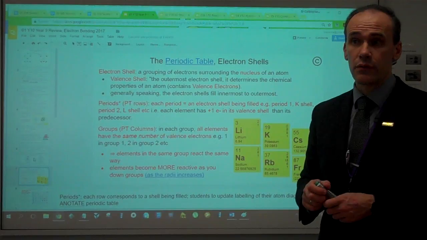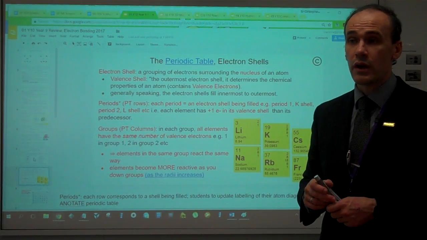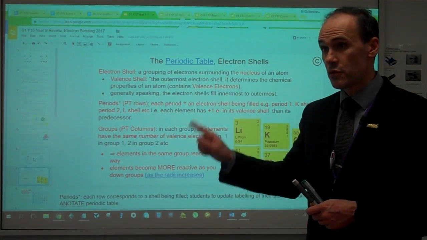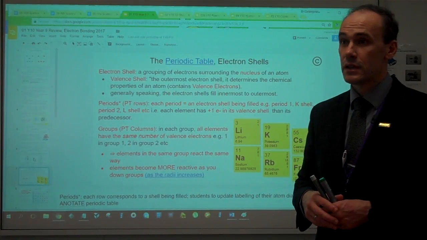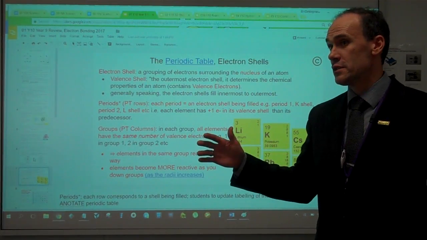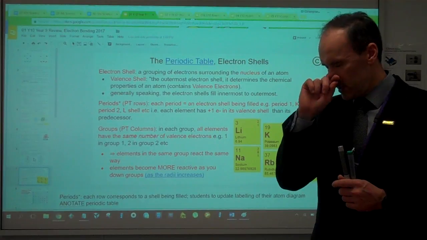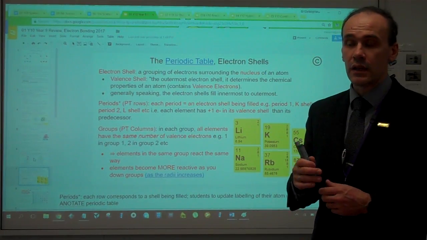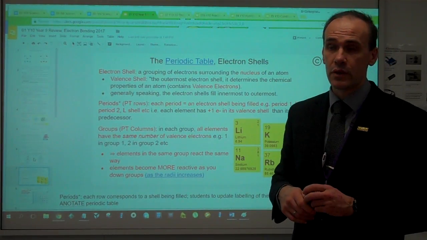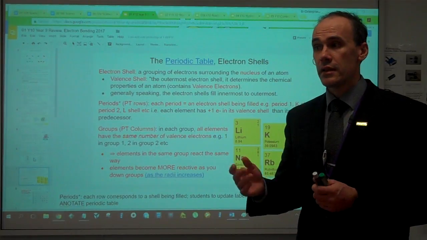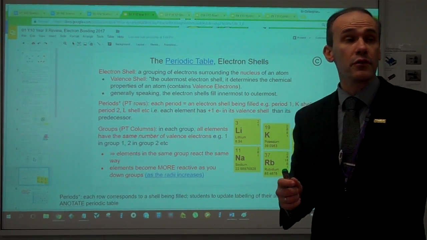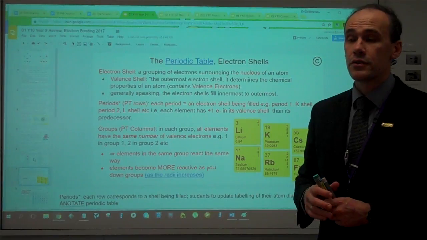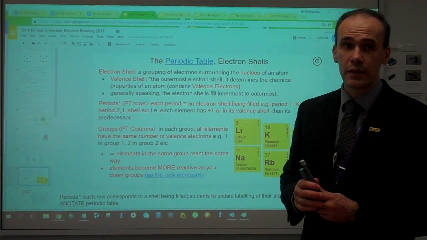It depends: if it's got one valence electron, it's going to be in group 1. It doesn't matter how many electron shells it has. If it's got one valence electron, it's in group 1, because it'll have the properties of that group because of the valence electrons. And the proton number determines placement.